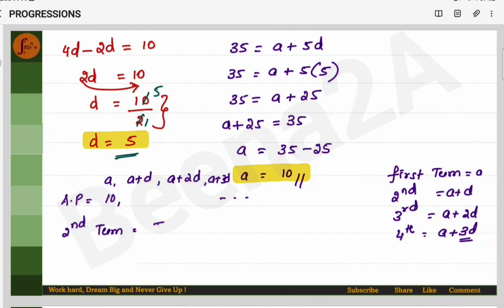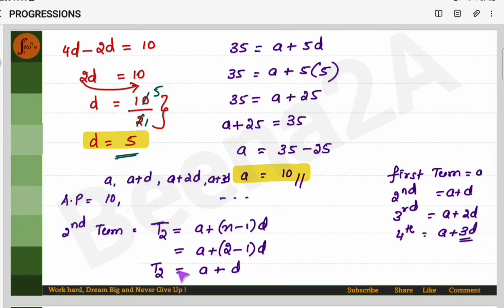So you can also use the formula. What is the second term? T2 is A plus n minus 1 into D. What is n? 2 minus 1 into D. This is nothing but A plus 2 minus 1, which is 1, into D. A plus D. We got this. Now, what is A? A is 10. D is 5. 10 plus 5 is 15. So the second term is 15.